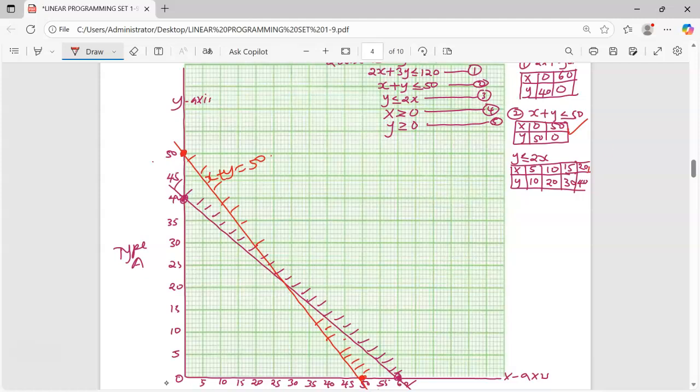When x is 5, y is 10 at this point. When x is 10, y is 20 at this point. When x is 15, this one is 30 at this point. And of course, at 20, we are going to have 40 this way. So you can see again, this is a straight line that is going to run from the origin upwards.